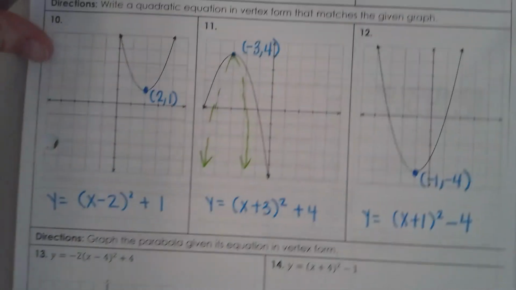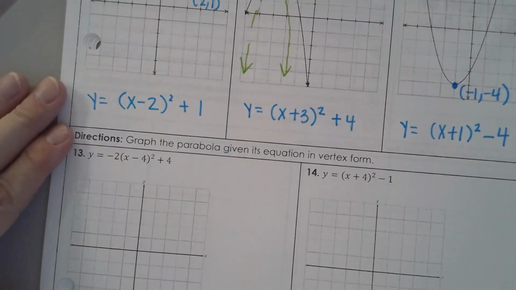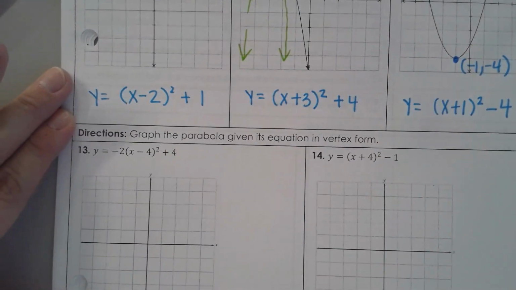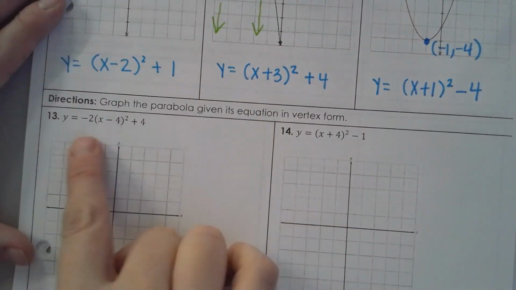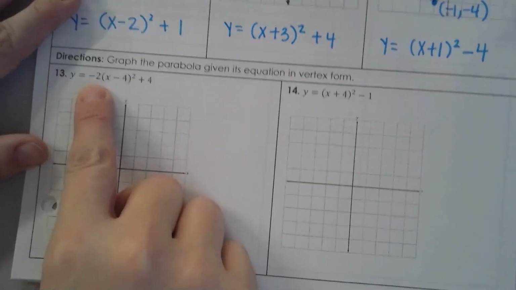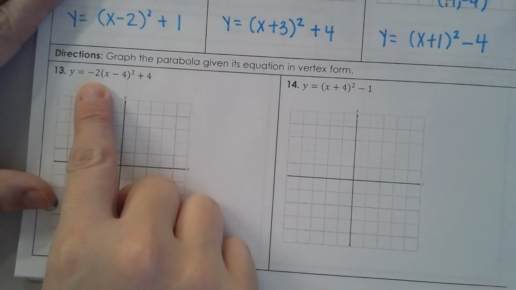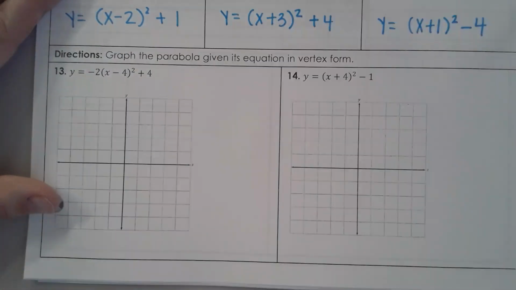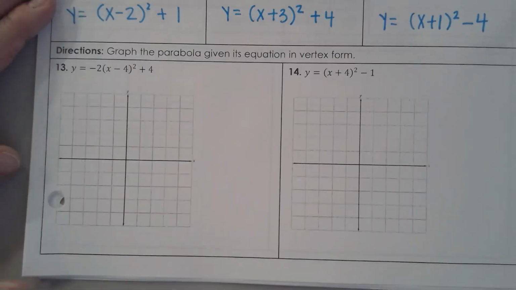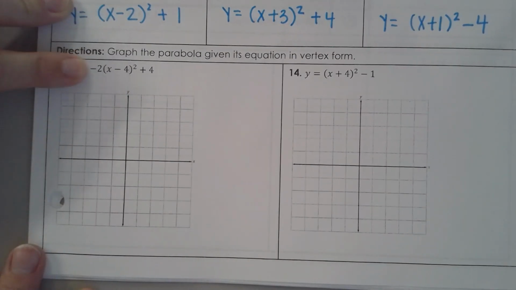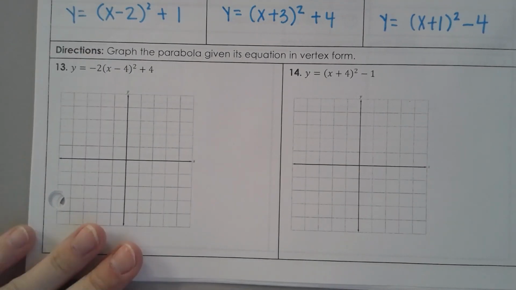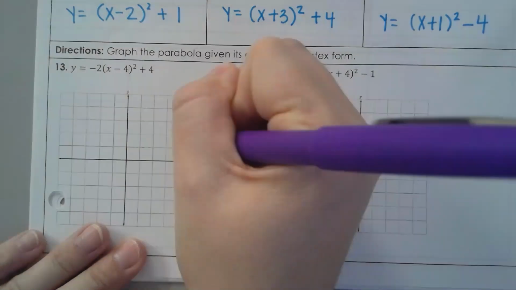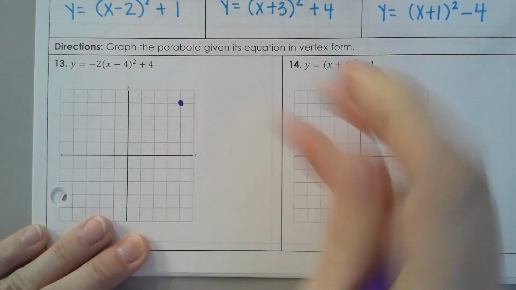And then 2 more questions. This time I gave you the equation and I want you to draw the graph. In number 13, I did have a number there, so that is going to go in for part of the graph when we do it. But it still does not affect the vertex. No matter what number is in front, it's going to have the same vertex. And what is the vertex at number 13? 4, 4. So right here's your vertex.